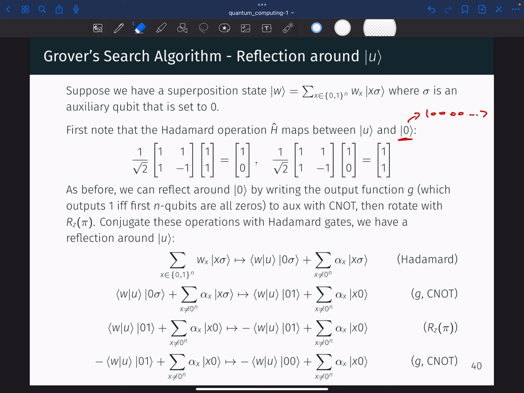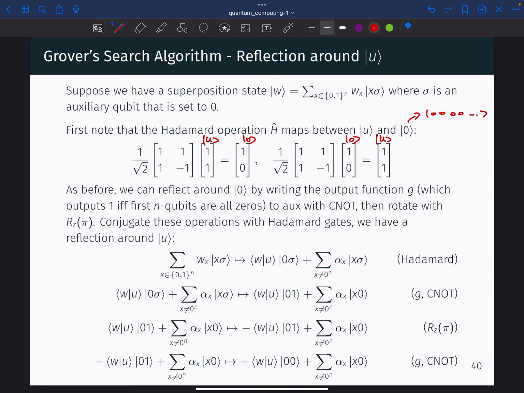If you apply Hadamard again to 0, you'll get back the uniform superposition. As an illustration, let's go through the 1 qubit case. This is the uniform superposition. If you do the Hadamard, you'll find that you will end up in 0. And similarly, if you are already in 0 and you apply the Hadamard gate, you will get back the uniform superposition.